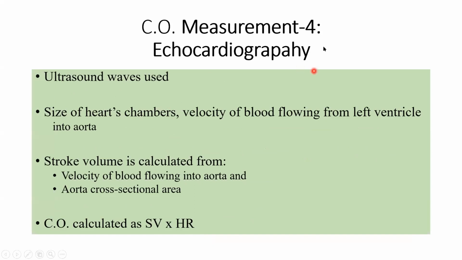Then the last one here is we use echocardiography, or briefly, you must have heard echo. So this is a technique to study the heart in myocardial infarctions and other issues. Ultrasound waves are used to study the heart, and two main things are picked up: the size of the chambers, the internal size, and the velocity of blood flowing through the heart, especially from the left ventricle to the aorta. Stroke volume is calculated using the velocity of the blood, which goes into the aorta, and the cross-sectional area of the aorta. Both of these are used to arrive at a mathematical value of stroke volume.